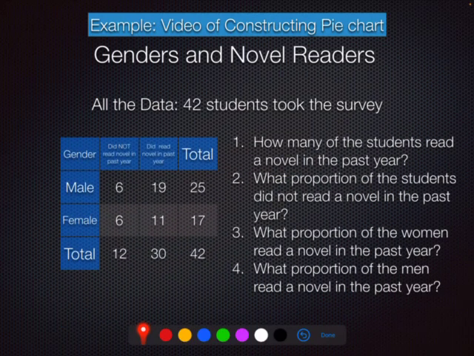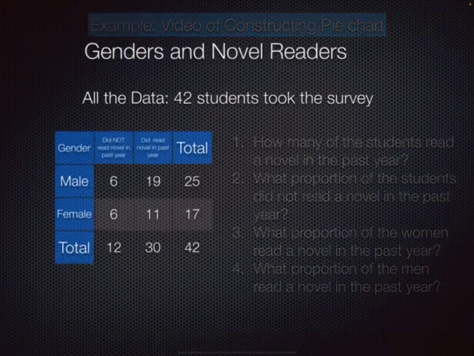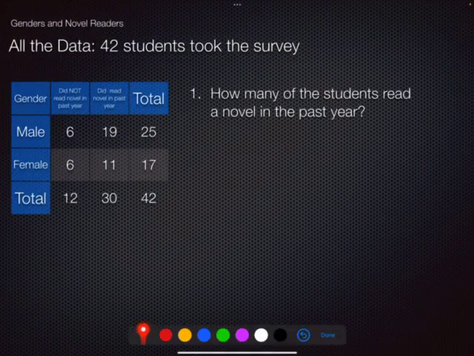There they are. How many of the students read a novel in the past year? What proportion of the students did not read? What proportion of the women read a novel in the past year? What proportion of men? And so I've broken them down. Let's answer them one at a time.